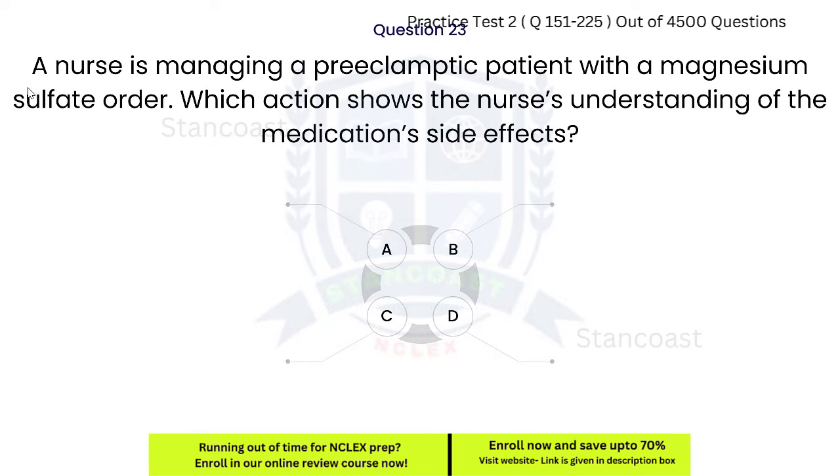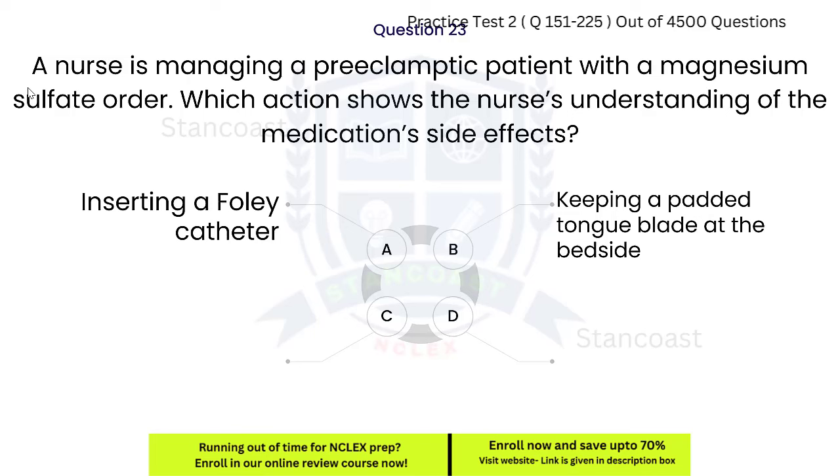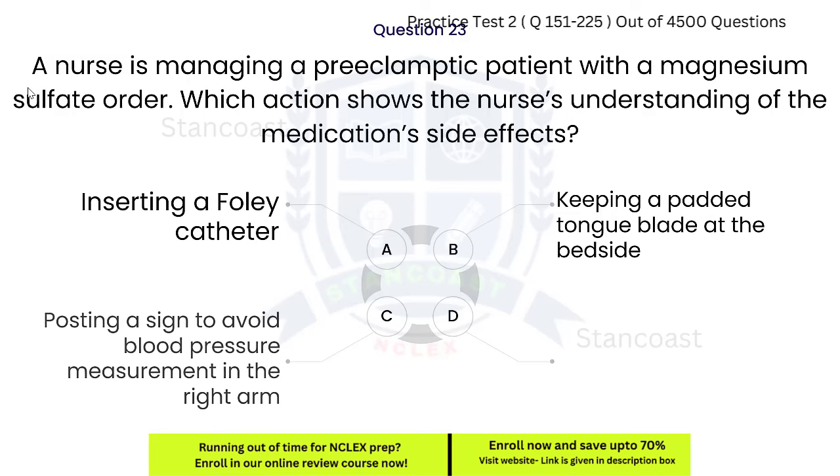A nurse is managing a preeclamptic patient with a magnesium sulfate order. Which action shows the nurse's understanding of the medication's side effects? A. Inserting a Foley catheter. B. Keeping a padded tongue blade at the bedside. C. Posting a sign to avoid blood pressure measurement in the right arm. D. Darkening the room. Consider the side effects of magnesium sulfate. The correct answer is A.